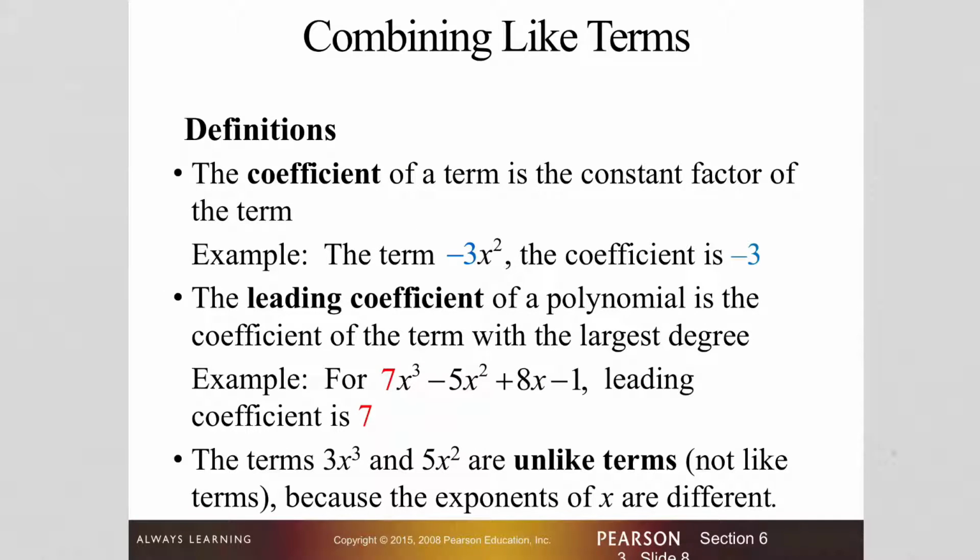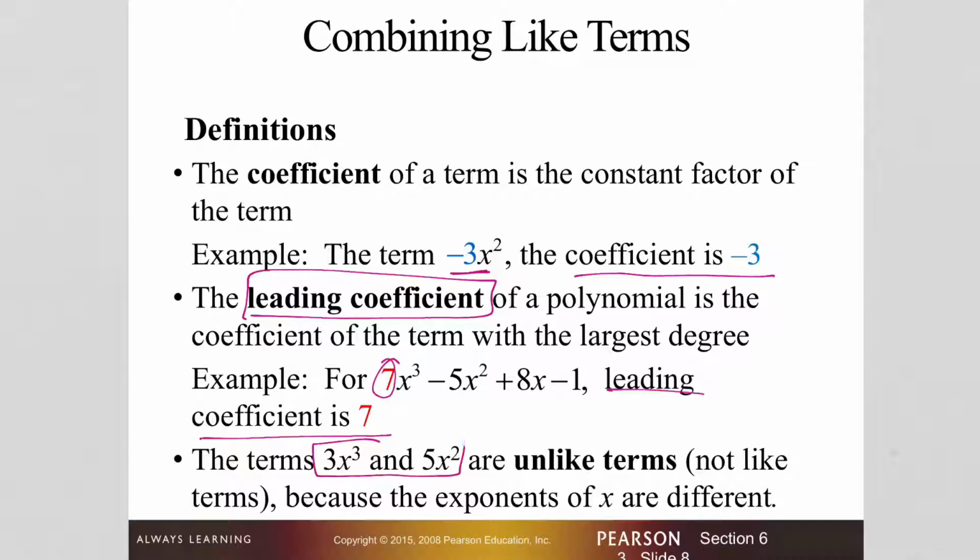Okay, so here's some more vocabulary for you. We're going to talk about coefficients a lot. Coefficient is just the number that's in front of a variable. So in the term negative 3x squared, your coefficient is negative 3. Leading coefficient is a big deal too. We're going to talk about that. The highest exponent, the number that's in front of the highest exponent, is your leading coefficient.